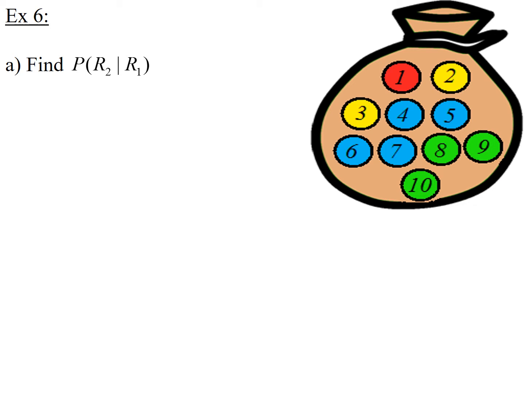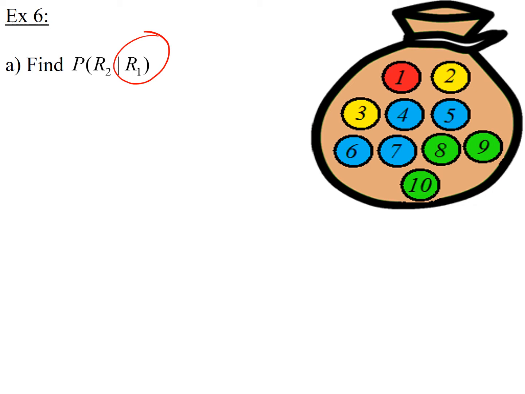Okay, so again, remember how we're going to think about this when you draw more than once. This has occurred. That means the first ball we drew was red. And I now want to know if I go to draw the second time, what's the probability the second one is red? So where are we in the process of drawing? The first one's been drawn, and we're about to draw again.